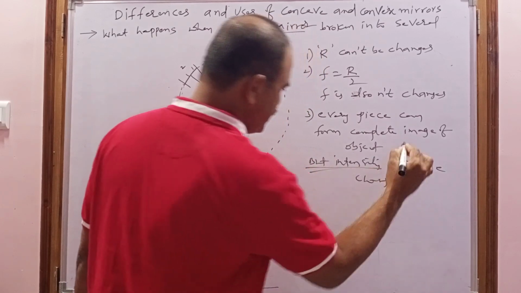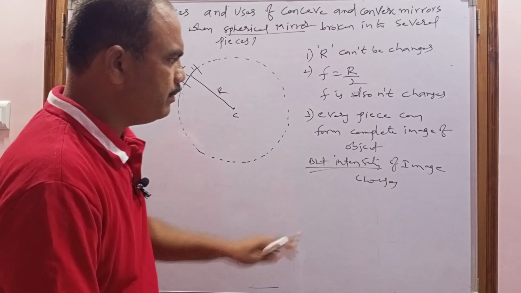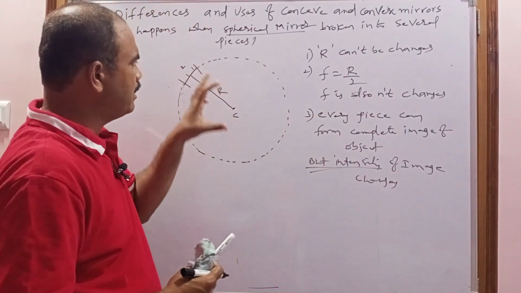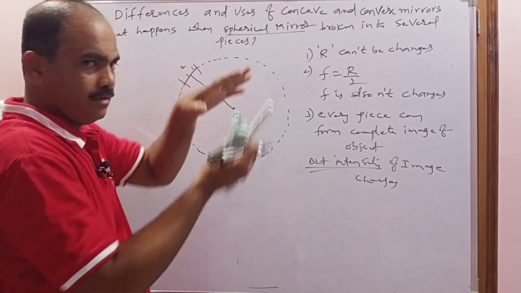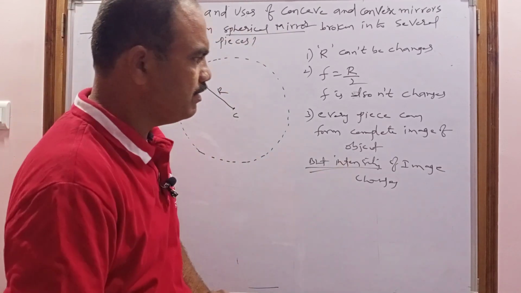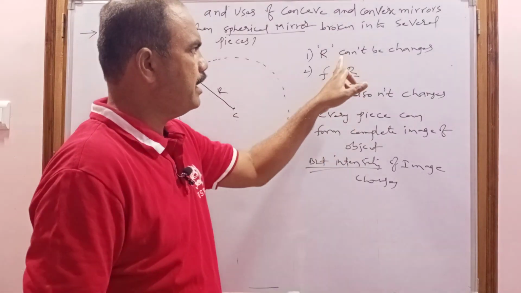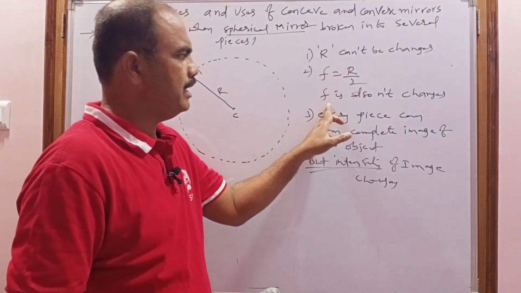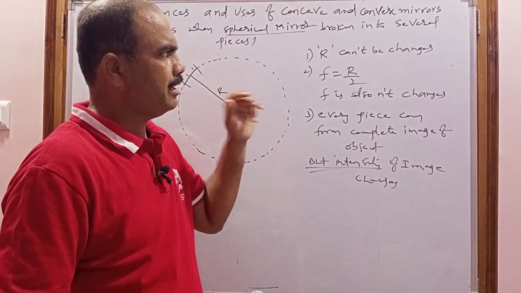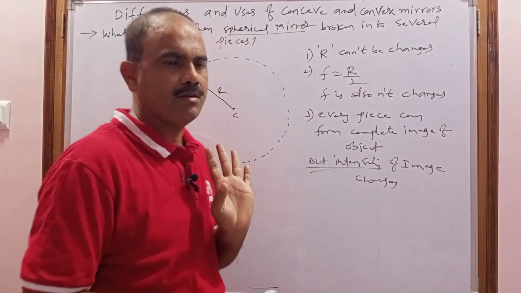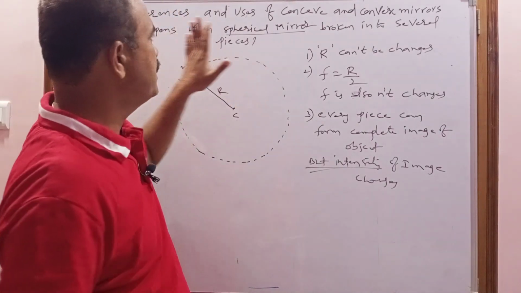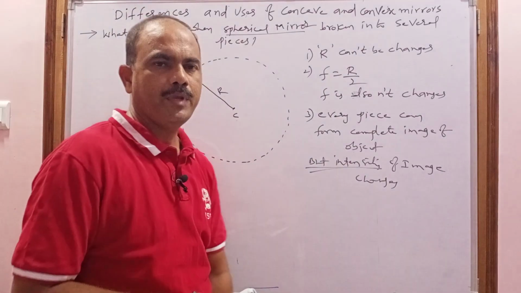So only the intensity of the image will change, because the total light coming from the object cannot be incident on this piece. That's why the intensity changes. But the radius of curvature and focal length do not change, and the image is also completely formed. R cannot change and focal length is also not changed. Remember, this is important: what happens when a spherical mirror is broken into several pieces.